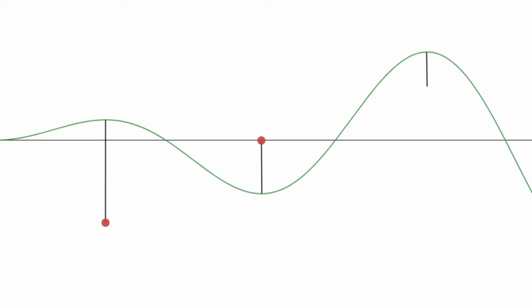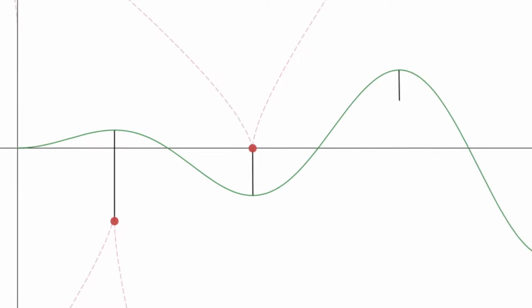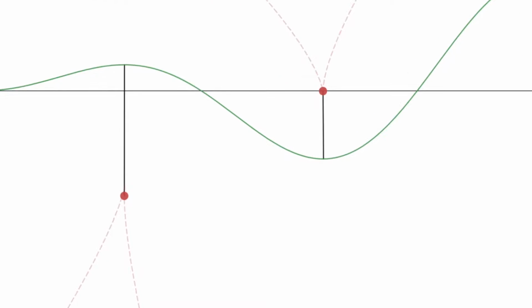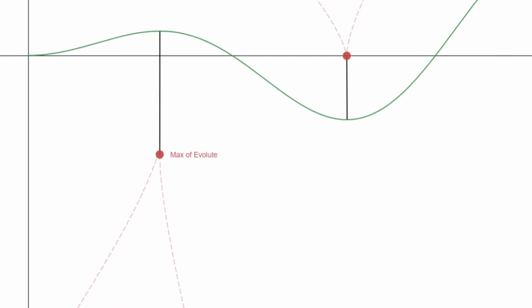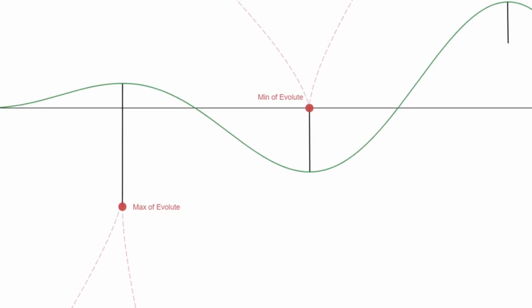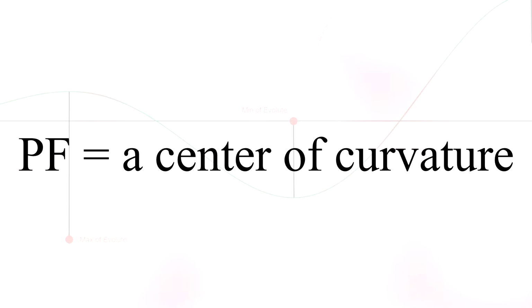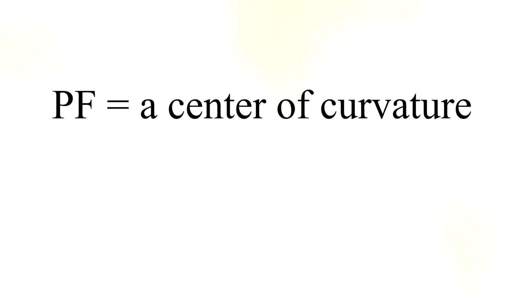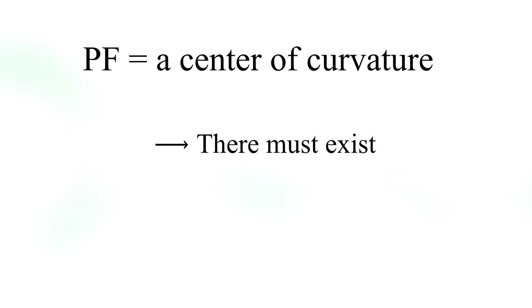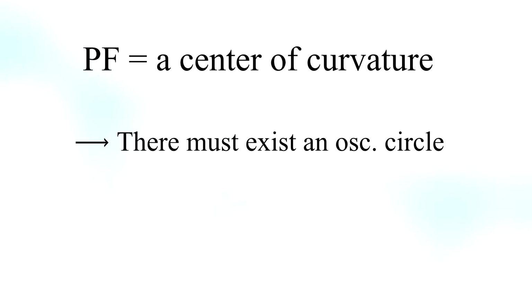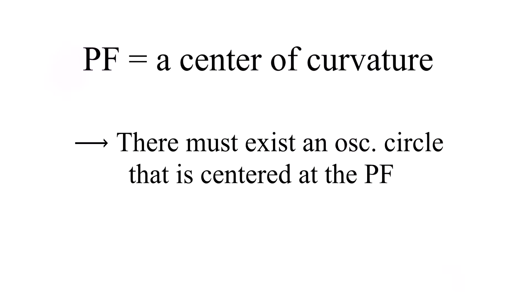Other than that, the PF is also a point sitting on the tip or cusp of the curve's normal map or evolute, where it reaches its highest or lowest point on the graph. Since the PF is simply another point on the evolute, the PF is also considered a center of curvature. Since the pseudo-focus is a COC, there must exist an osculating circle that is centered at the PF.